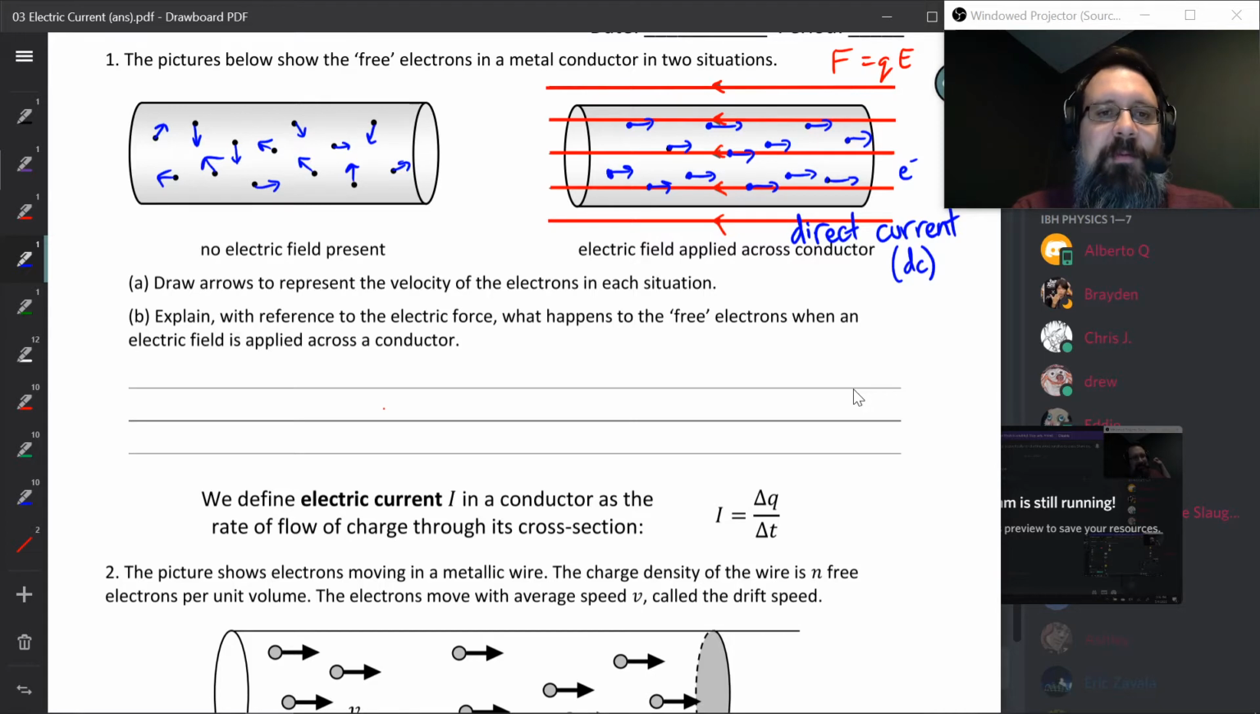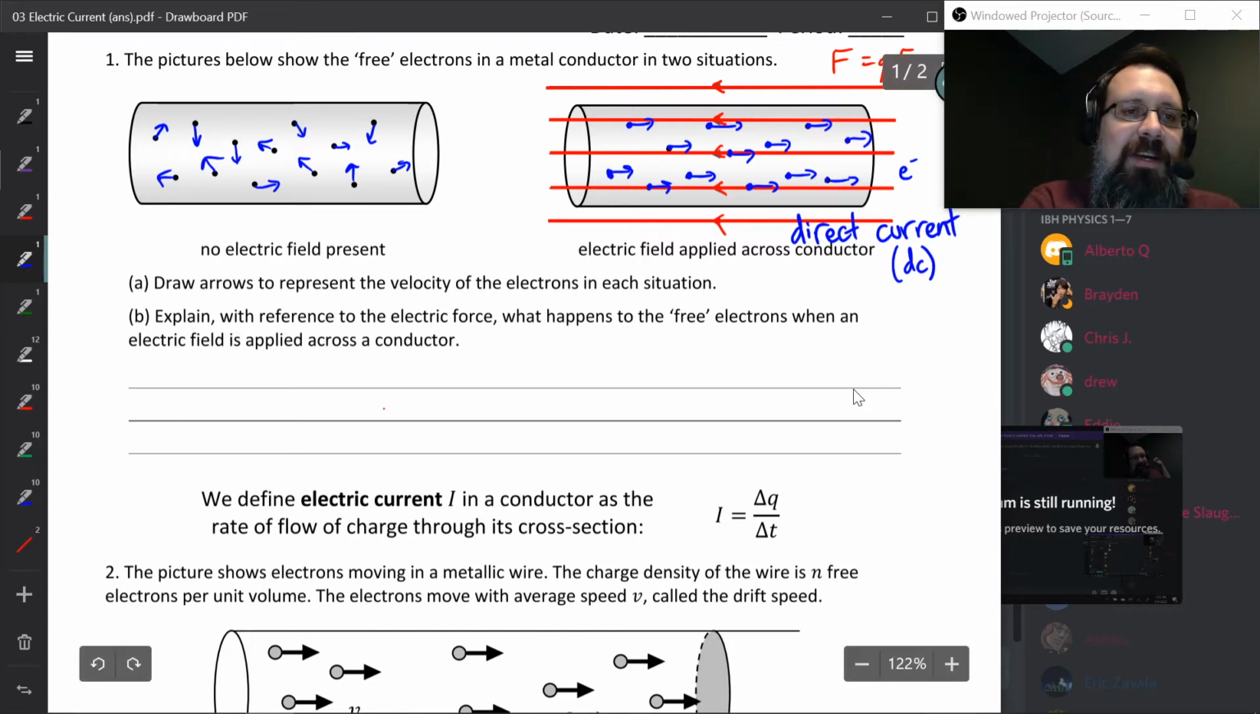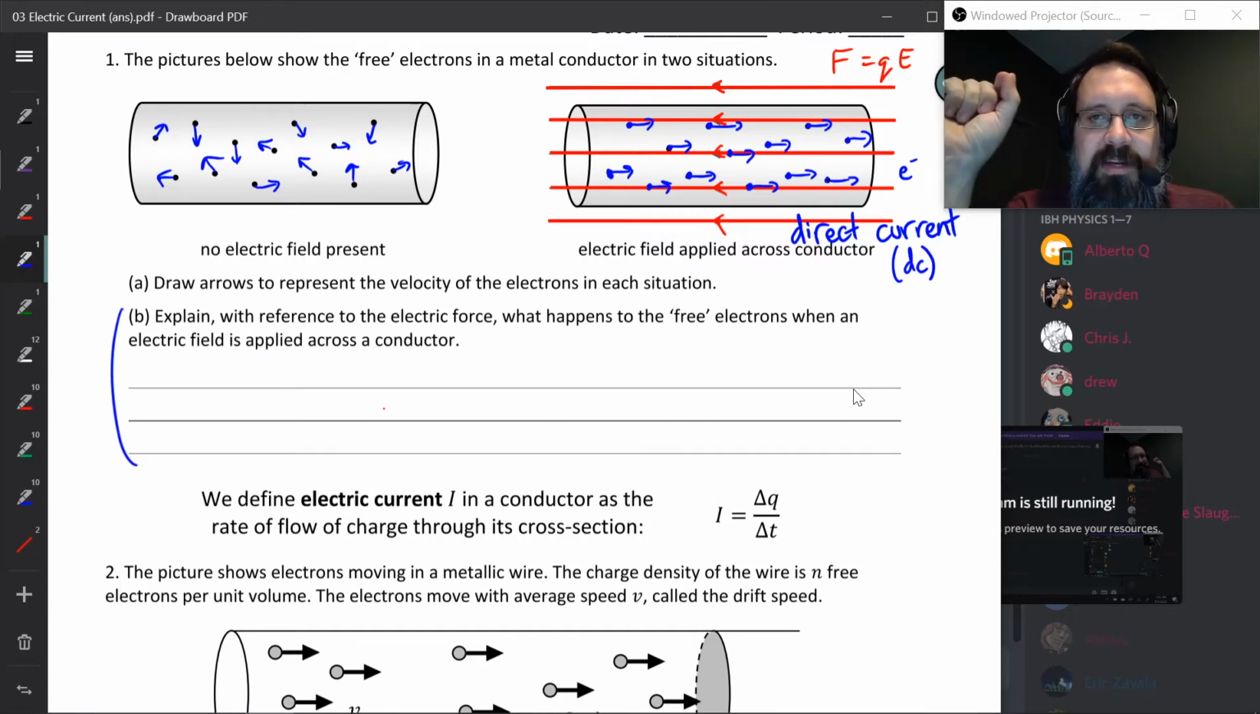Okay, part B: explain with reference to the electric force what happens to the free electrons when an electric field is applied across a conductor. So basically, I want you guys to answer this. What we just said was that the electric field exerts a force on the electrons, and then this causes every single electron to move in the same direction, which creates a current.